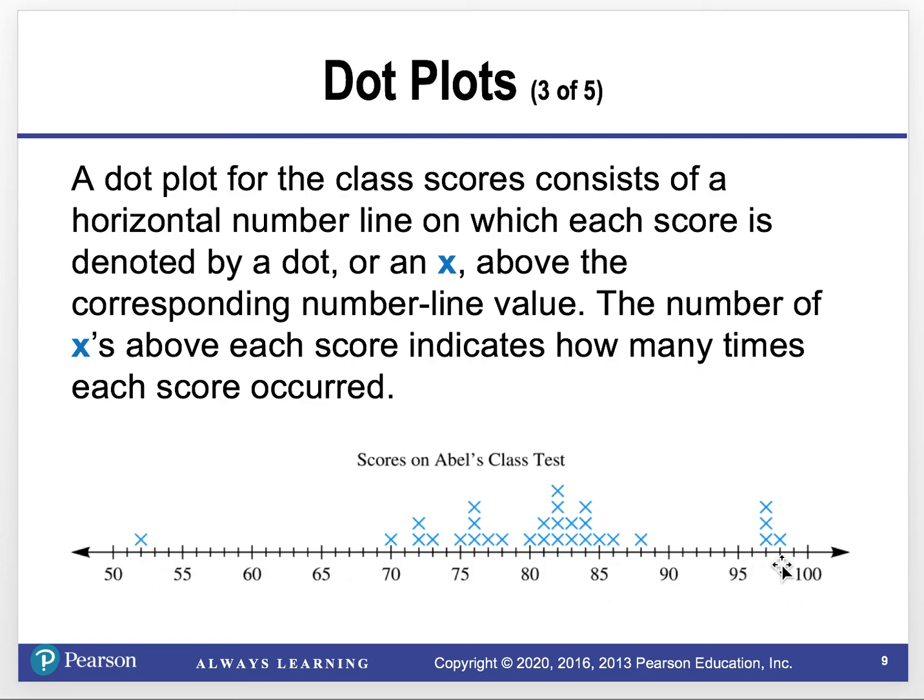Okay, there must have been a 98 that we missed earlier, but I saw 3 97s, so there's 3 X's there. Notice it's got a label, a title. Okay, and the number of X's above each score indicates how many times each score occurred. So I can tell that there is an 86, an 87, there was an 88, there were 2 72s, and a 75.